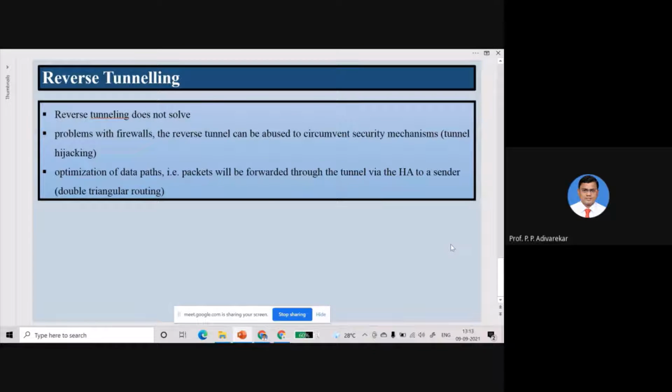If we talk about the general scenario, see, suppose this is my foreign network. Here I have my foreign agent, that is, I have the foreign agent over here. Then, after this, I'll have the firewall.